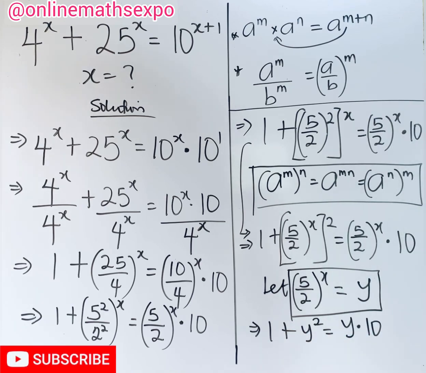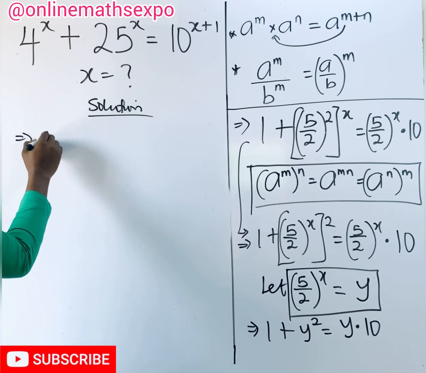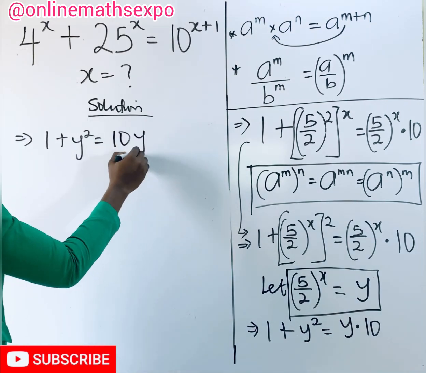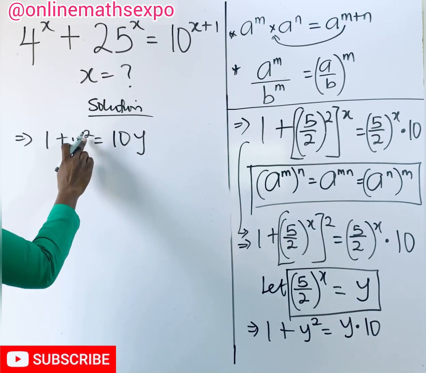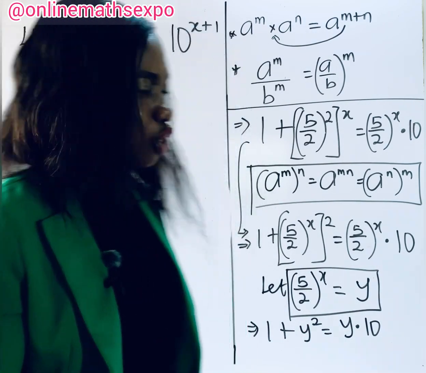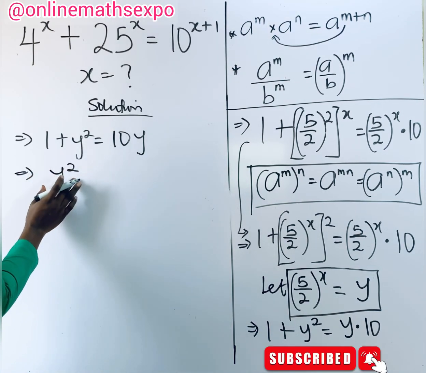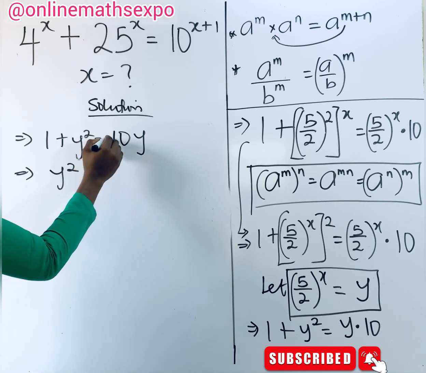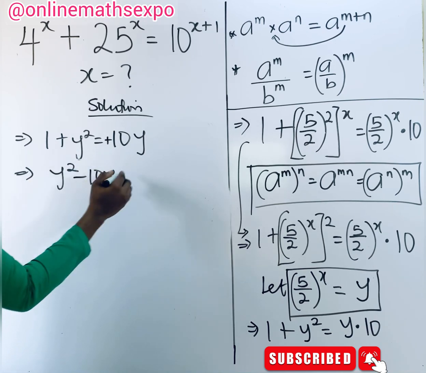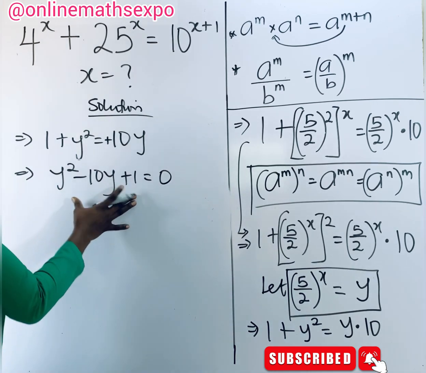Now if you simplify this, we now have 1 plus y squared is equal to, if you multiply this, it gives you 10y. Now looking at this, you observe that the highest power of y is 2. So that is leading you to a quadratic equation. So making it look more beautiful, we make y squared the subject. So we have y squared, then take this away, it's positive, so you need to subtract. You subtract 10y from both sides, then you have plus 1. When you subtract it becomes 0. So we have gotten a good quadratic equation.